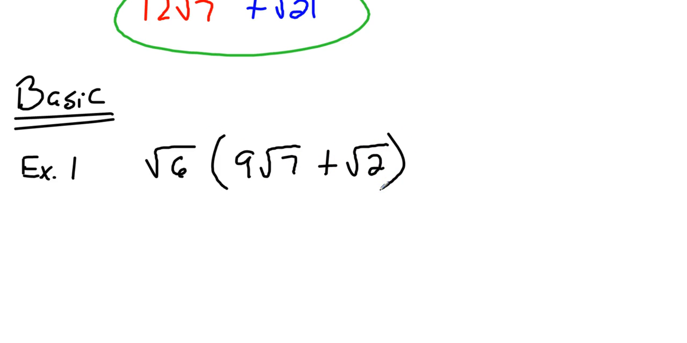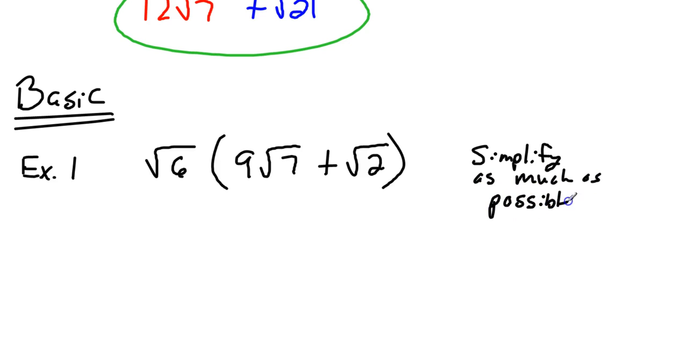Okay, so for this one, we'll go square root of 6 times 9 square root of 7 plus square root of 2. And at the end of this one, they tell you to simplify as much as possible. And if they're going to make it a habit of telling you that, that means they're pretty much telling you that you're going to have to take some of the answer and break it down. It's not going to be like the intro problems where your answer was your answer. This one, you're going to have to work on a little bit.